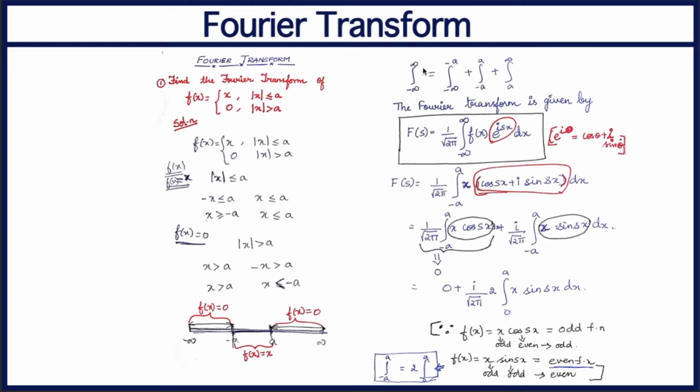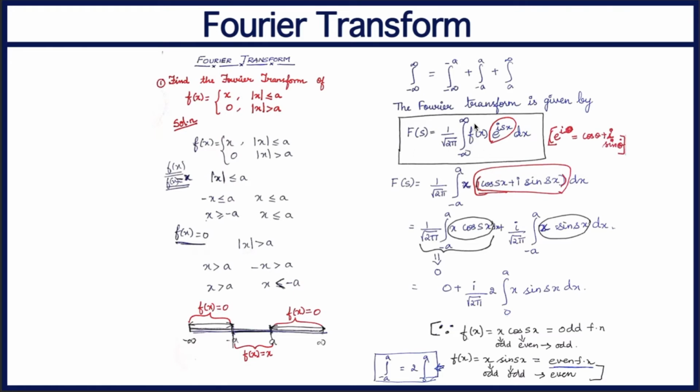Integral minus infinity to infinity is equal to integral minus infinity to minus a, plus minus a to a, plus a to infinity. So minus infinity to minus a, a to a, and then a to infinity. So now we'll go for the Fourier transform formula. The Fourier transform formula is given by F of s is equal to 1 by root 2 pi integral minus infinity to infinity f of x e power isx into dx. Okay, this is the formula for the Fourier transform.